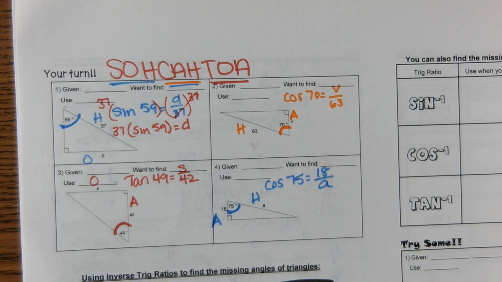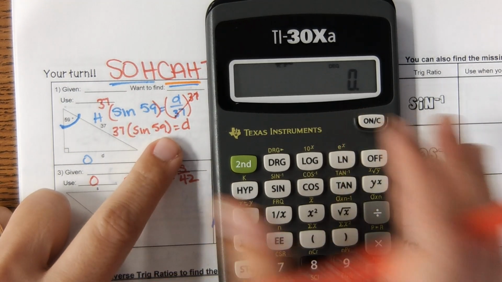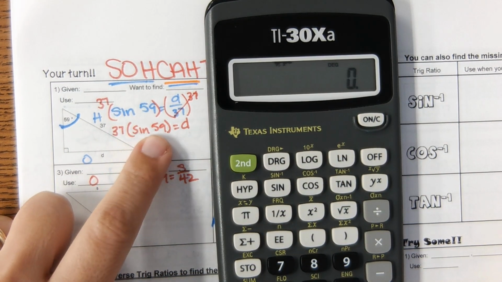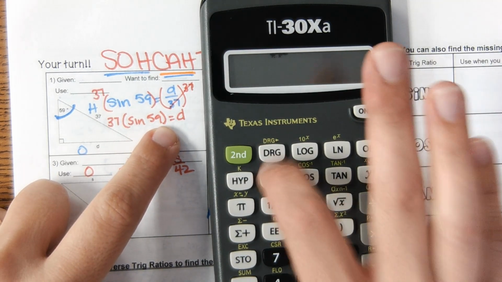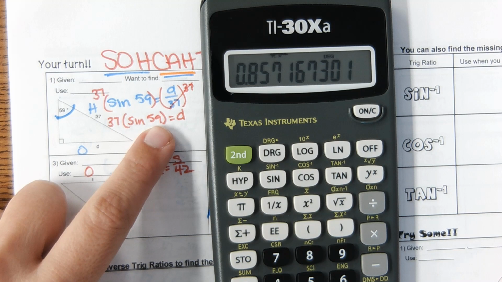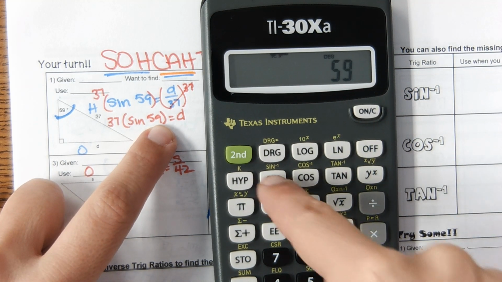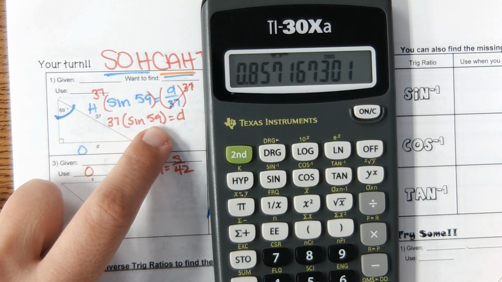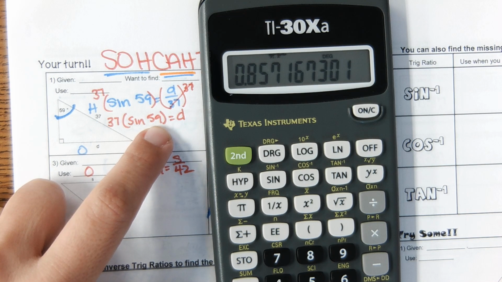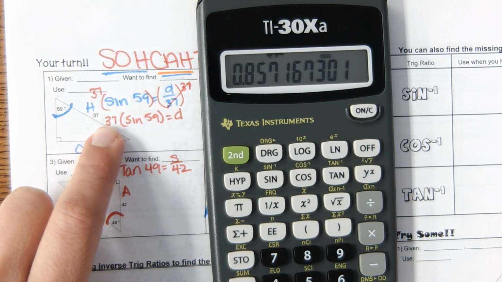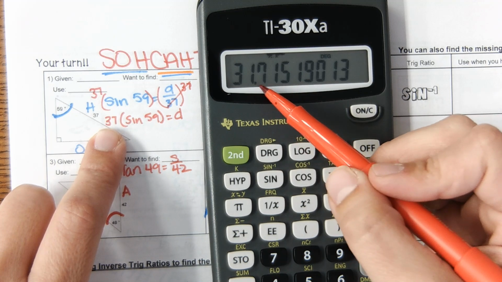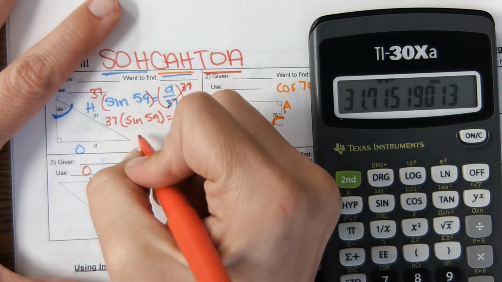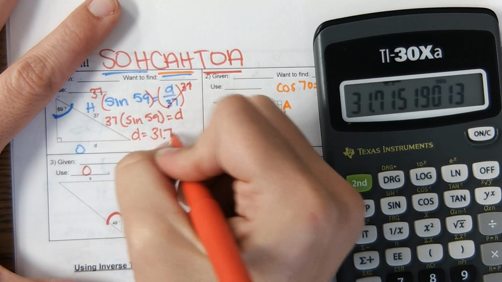Then from here, for the calculator, we'll do the parentheses first. Just like we did in the bell work, we're going to do 59 sine in the calculator to get a decimal. And then we multiply by 37. 37 times that is 31.72. So D equals 31.72.